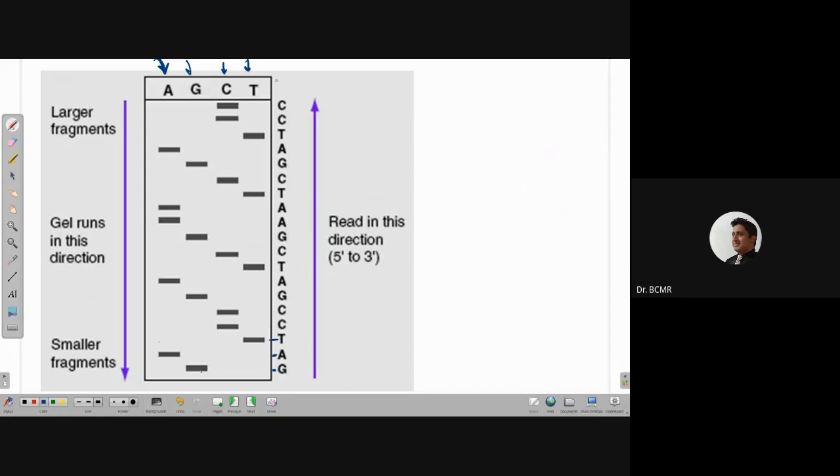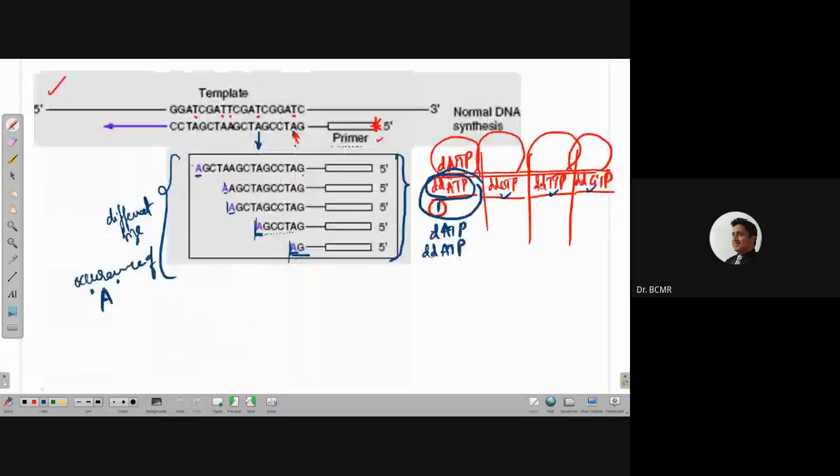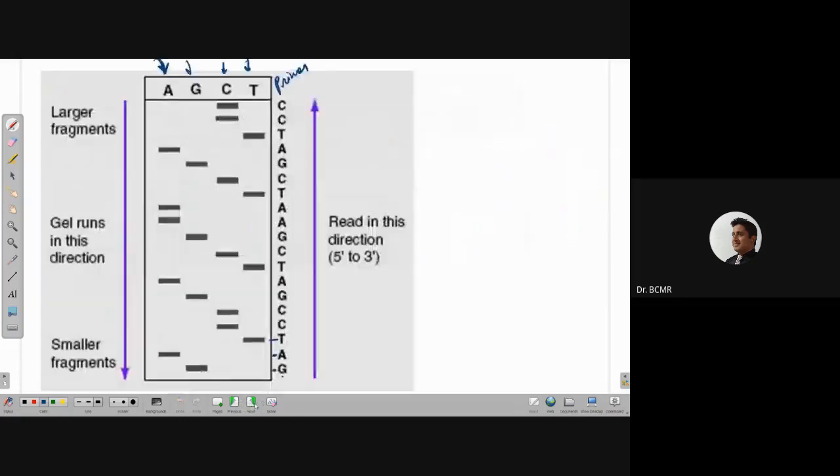This is the primer. Okay, this is not the template. Before you have any more doubts, in the next class we are going to do a problem on this, on sequencing, both the Maxam-Gilbert method as well as Sanger's. This is because in the examination, you might have to do it by yourselves. So we'll practice it in one of the coming classes.